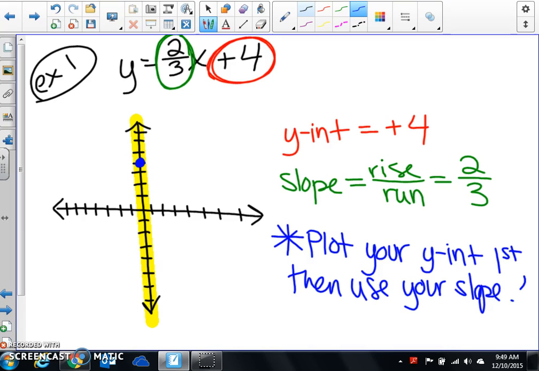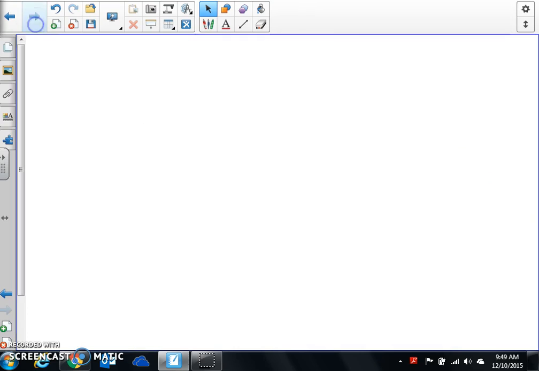Then I use my slope, which is rise over run. So I put my pencil on the y-intercept that I just put on there. So now I do rise over run. I rise 2, I run 3. Now I go back to my y-intercept and I do the opposite. So if I went up 2, right 3, I need to go down 2, left 3, and connect your dots. Remember, all of these should be straight lines. All right, let's do another example.